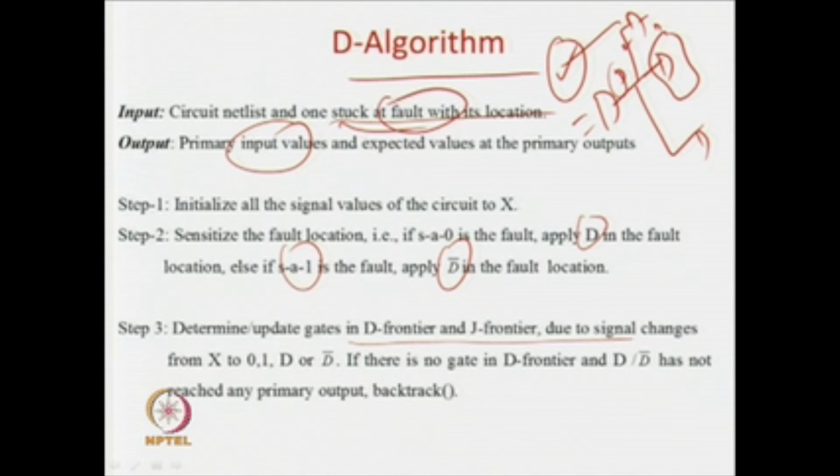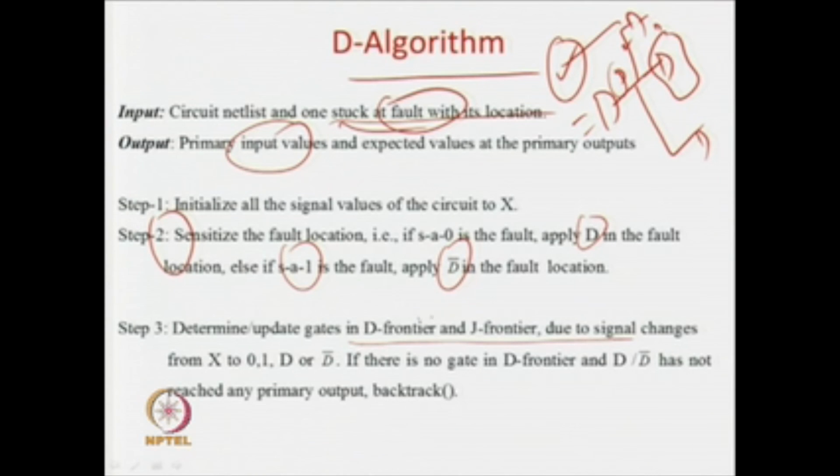Stating it the other way, the moment you change X to D or D prime, that is, you sensitize the fault, immediately the gates which are connected to the fault location will become the D frontier. That means you have to select any one of these gates from which the fault is to be propagated. So, you select one gate from the D frontier.